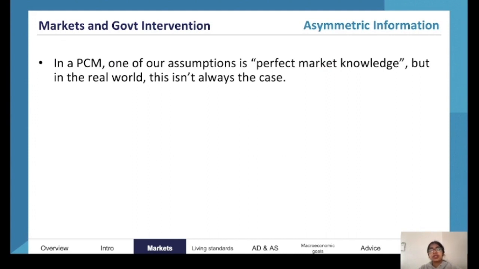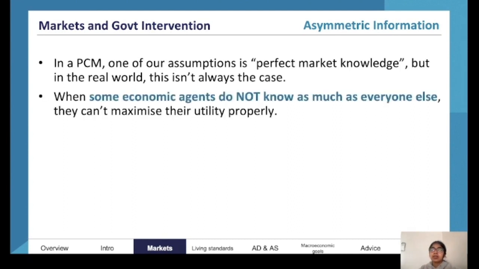Asymmetric info. So this is pretty much about both parties having perfect market knowledge, so perfect information. But in the real world, this is not always the case. So for example, perfect market knowledge in terms of buying a car. When you have a mechanic telling you what repairs you need on a car, you don't know if they're telling you the truth or if they're lying to you to just scam you.